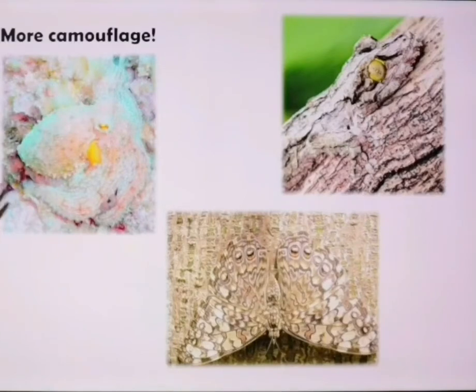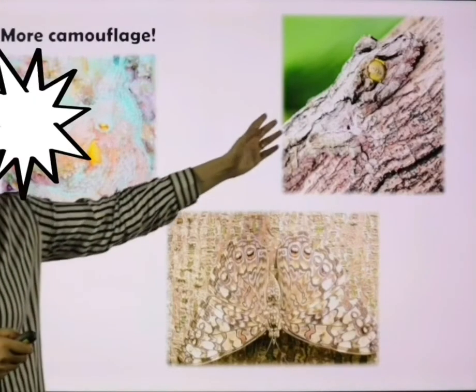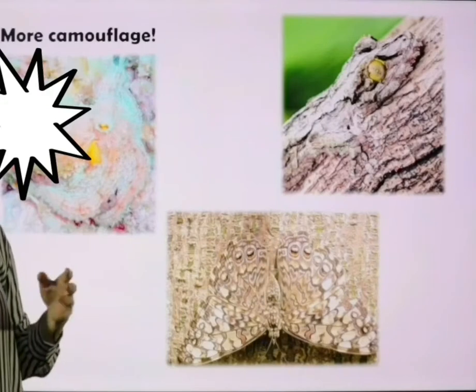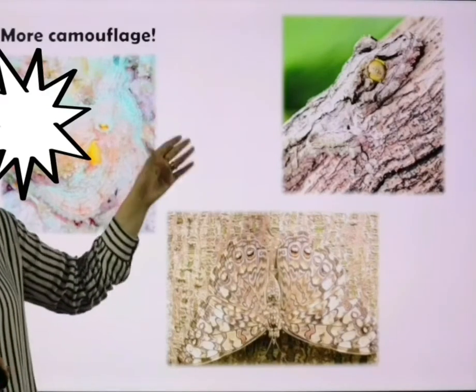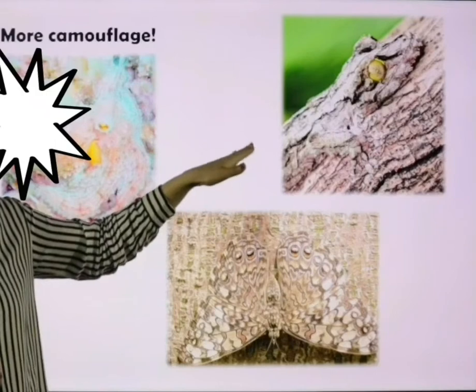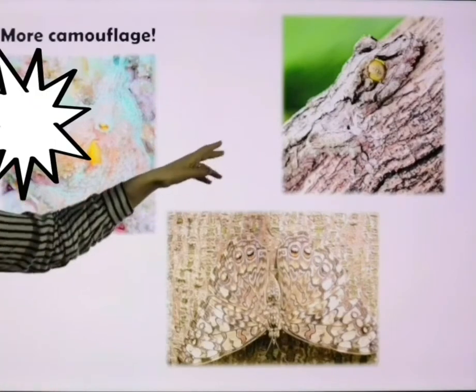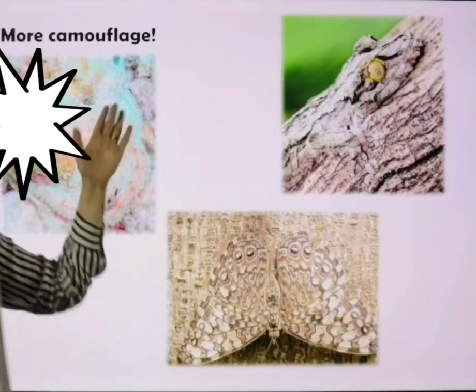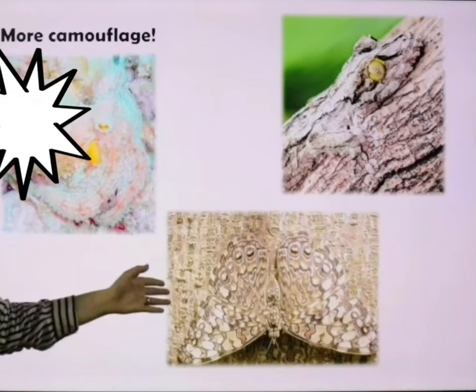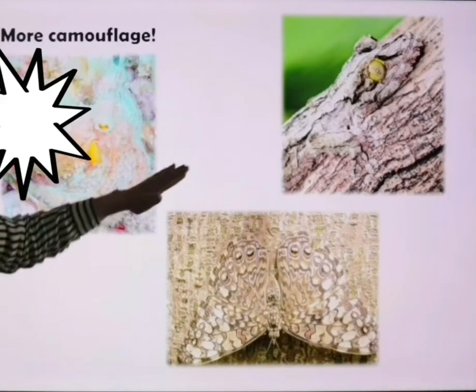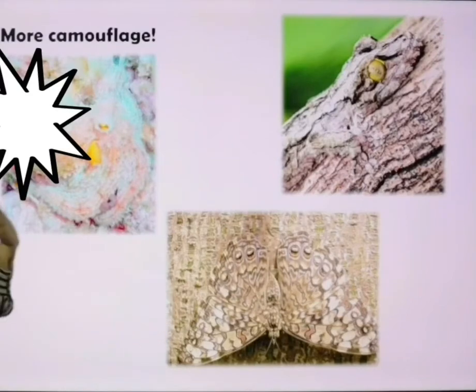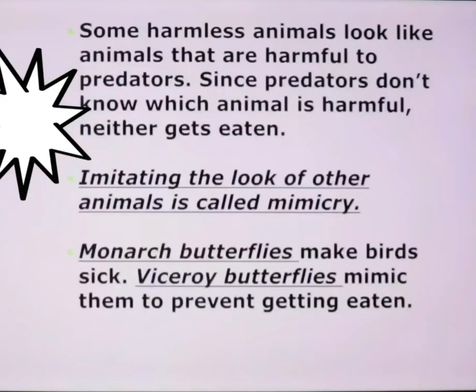More camouflage. These are more examples of camouflage. This is one kind of octopus. This octopus has a very amazing way to blend in with the sea and the reef around it. This is called a gecko. It's a kind of reptile that can mimic or camouflage into a tree branch. You can see, we can barely see it. We can only notice its eyes. This is also camouflage. This butterfly here is also camouflaging with the tree behind it. So these are other kinds of camouflage.